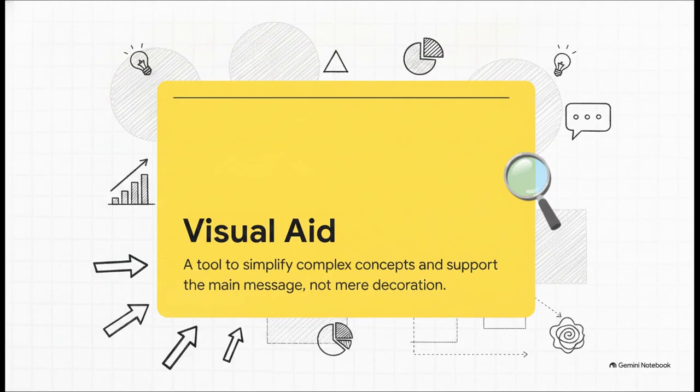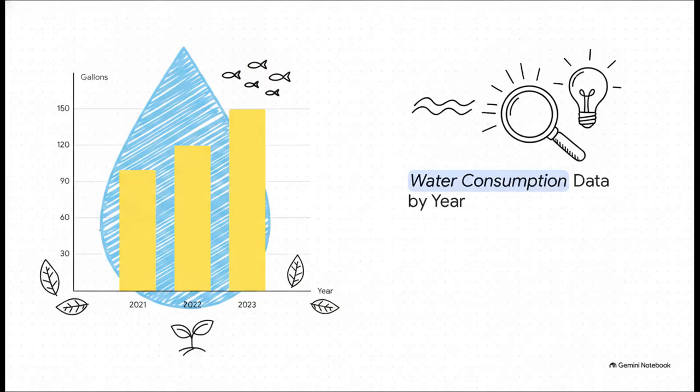Your visuals should be doing heavy lifting, not just sitting there trying to look pretty. Let's look at a practical example. Say you're doing a science project on neighborhood water conservation. You could stand up there and read a huge paragraph listing out exactly how many gallons of water were consumed in 2021, 2022, and 2023, but by the time you get to that third year, your audience has completely forgotten the first year. The numbers just become noise.